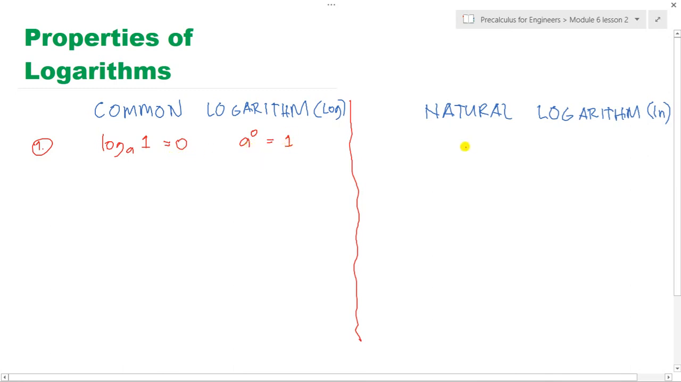Now, applying it on the natural logarithm with the base e, so that is just the ln daw of 1 is equal to 0. Why? Because e, so e na diri ha, ang base niya kay e raised to 0 is equals to 1.